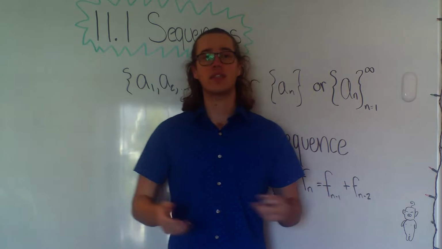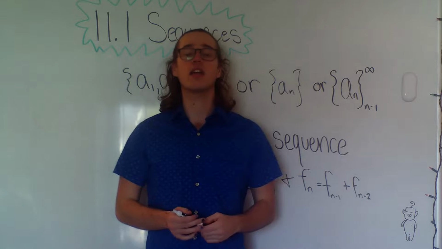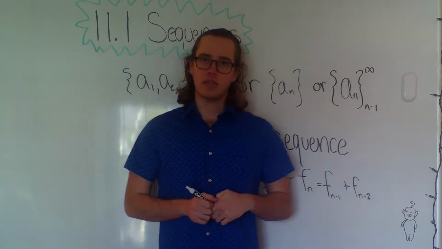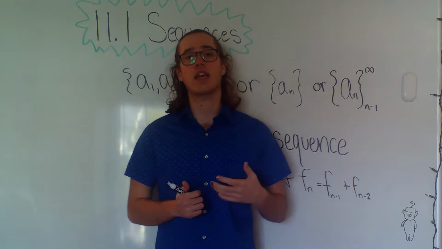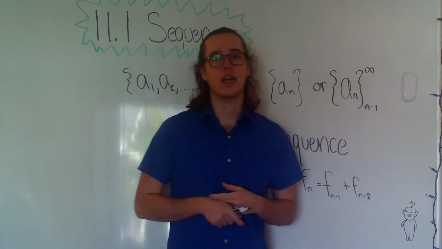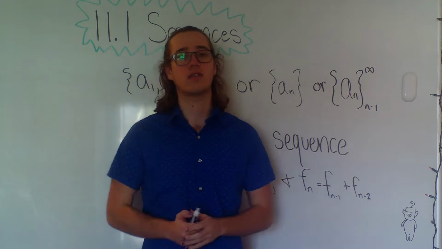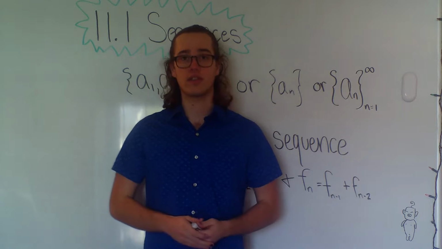So what is a sequence? Well, it is a list of numbers in a definite order. Essentially, what does that mean? Well, a sequence has to be ordered properly. You can have finite and infinite sequences, but it's just an ordered list of numbers.